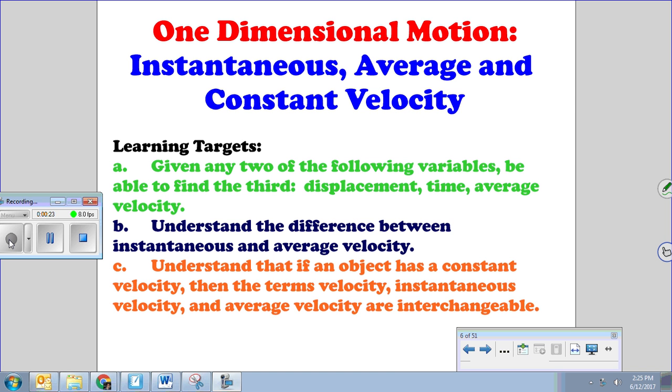You should understand the difference between instantaneous and average velocity. And you should understand that if an object has a constant velocity, then the terms velocity, instantaneous velocity, and average velocity are all interchangeable. Okay, so here we go.